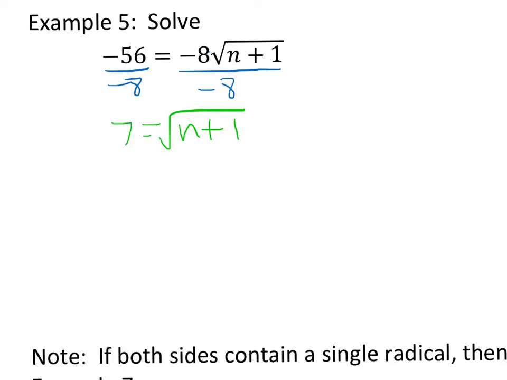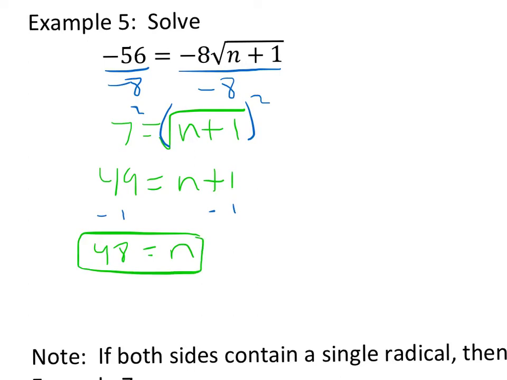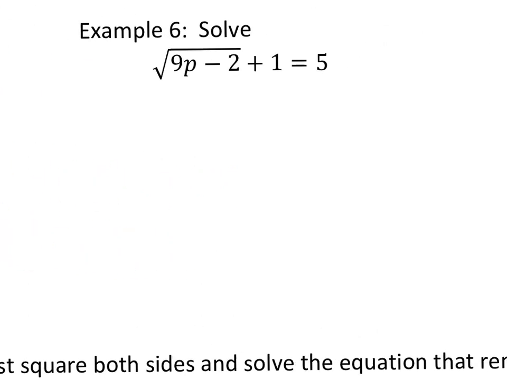So as before, to undo the root we square, and we get 49 equals n plus 1. Subtract the 1 from both sides, and we are left with 48 equals n. And that does check. All right, next one.